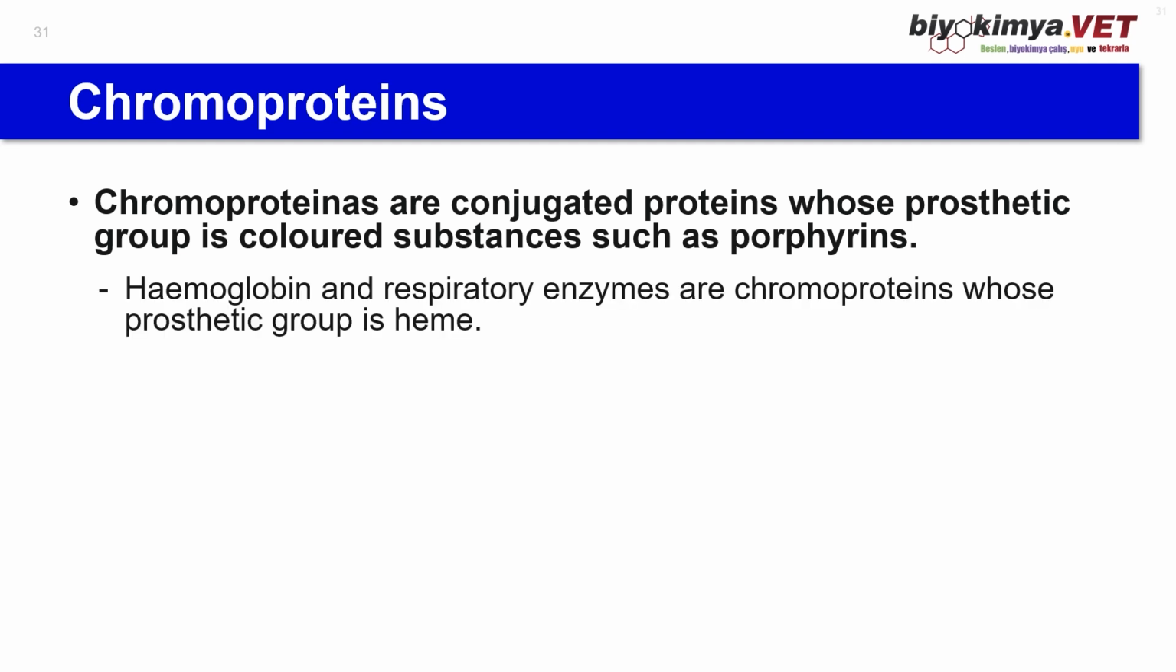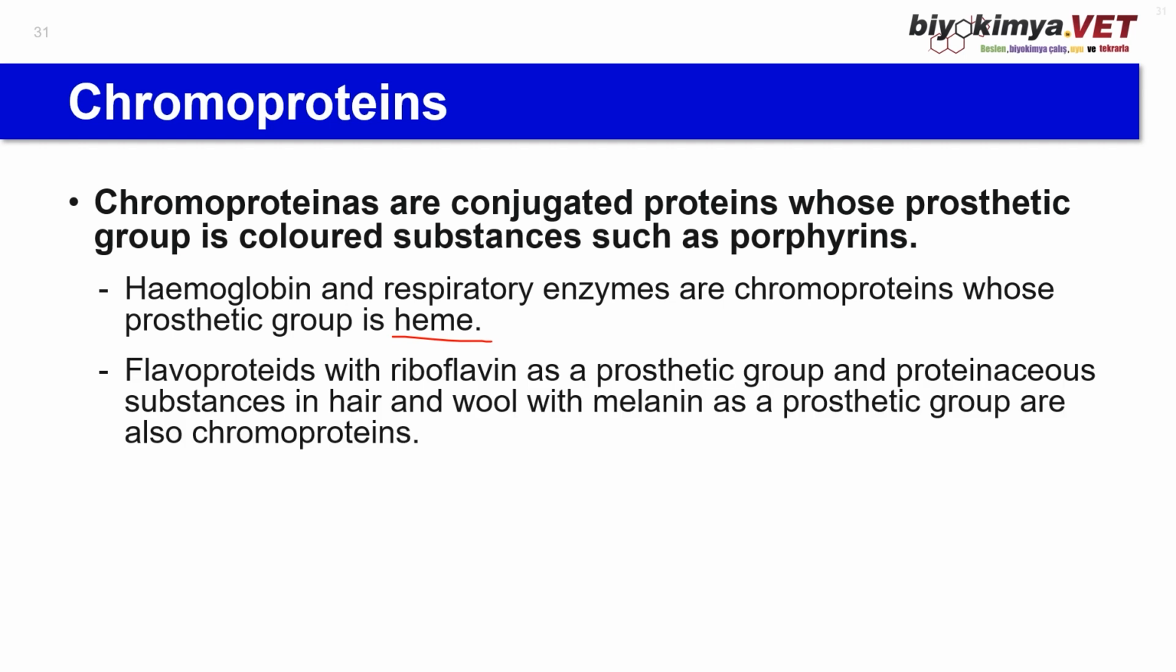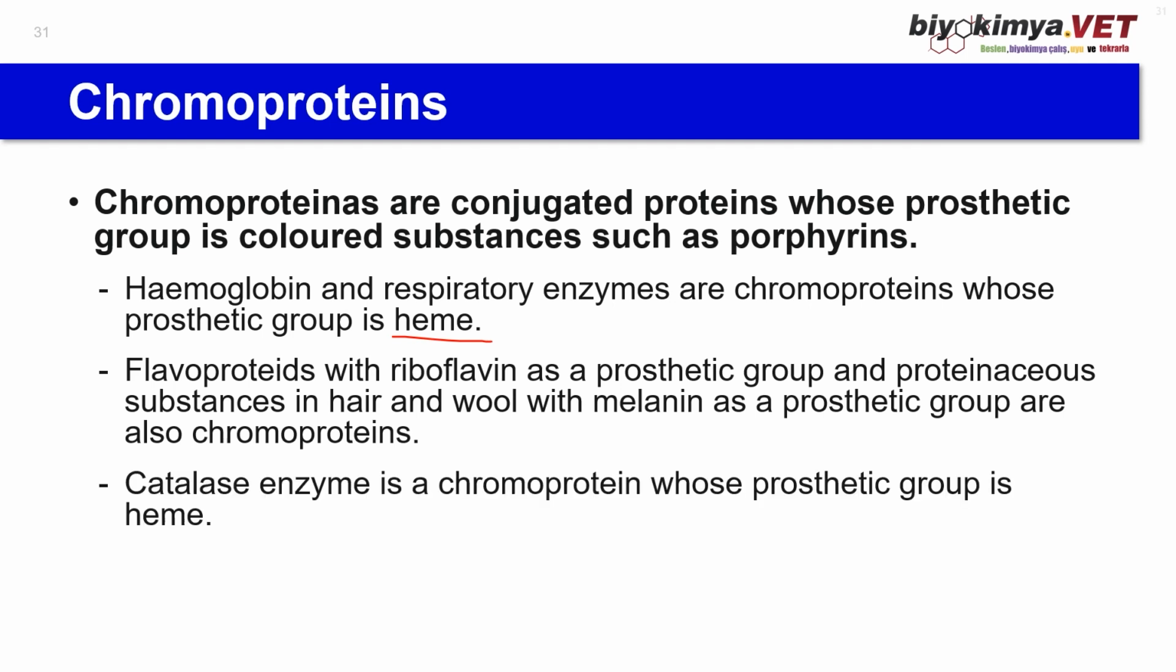They are chromoproteins whose prosthetic group is heme. Heme is a prosthetic group of these molecules. Another example is flavoprotein, with riboflavin as a prosthetic group, and proteinous substances in hair and wool with melanin as a prosthetic group are also chromoproteins. Catalase enzyme is a chromoprotein whose prosthetic group is heme, another molecule carrying heme.